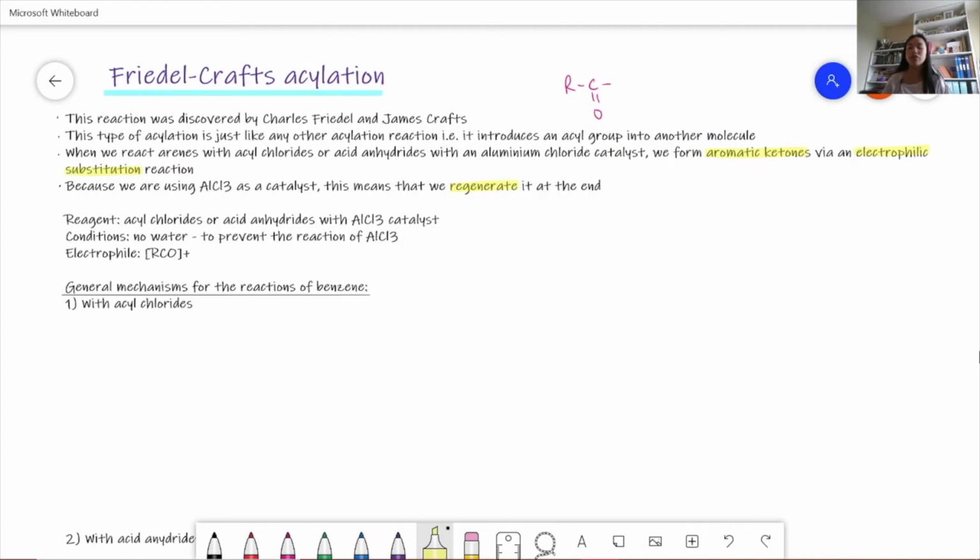And so the reagent we use is either an acyl chloride with aluminium chloride catalyst or an acid anhydride with an aluminium chloride catalyst. And the condition is that we don't have any water to prevent the reaction of AlCl3. And the electrophile we're using is this general acyl group, so this RCO plus ion. And so first let's look at acyl chlorides. So we're going to look at the general mechanism for the reaction with benzene.